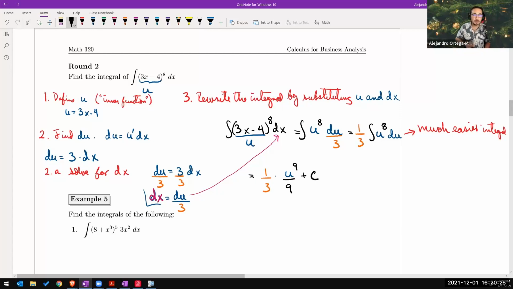And last and final step, whenever we make a substitution, we now go back to the original variables. We're going to get here 1/3 times the u, which was 3x minus 4, to the 9th, over 9, plus c.